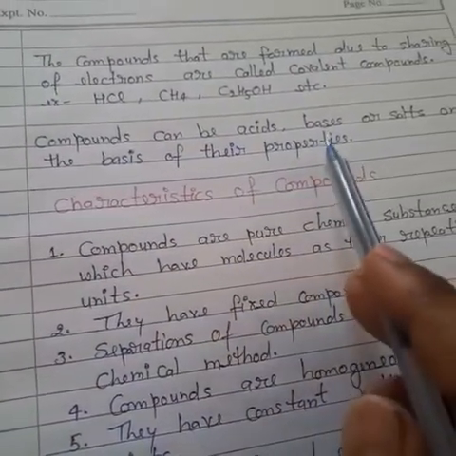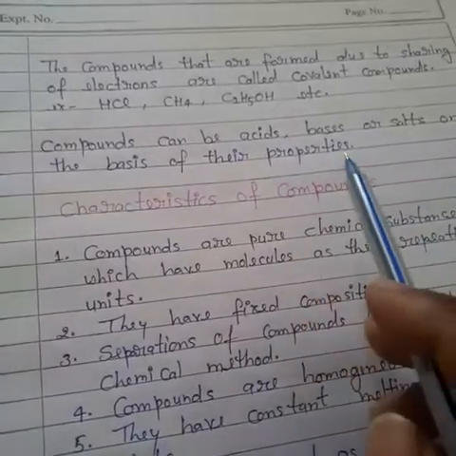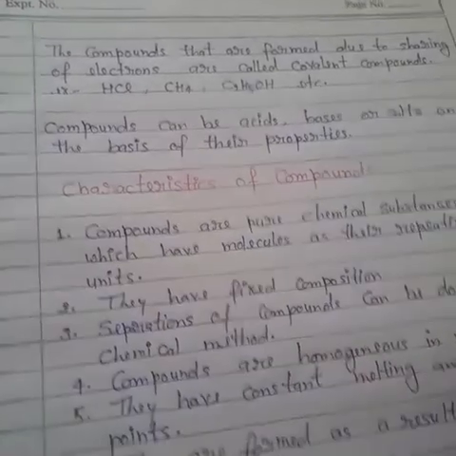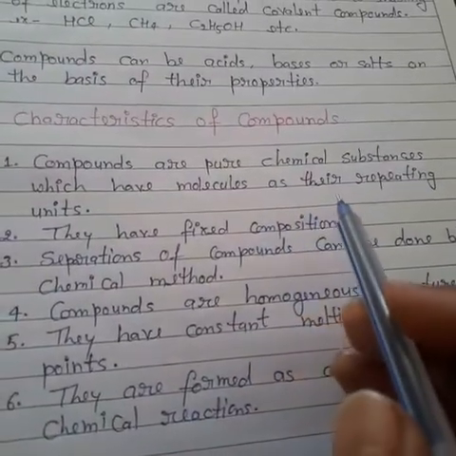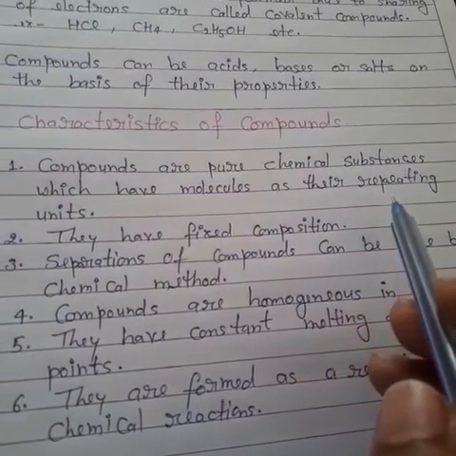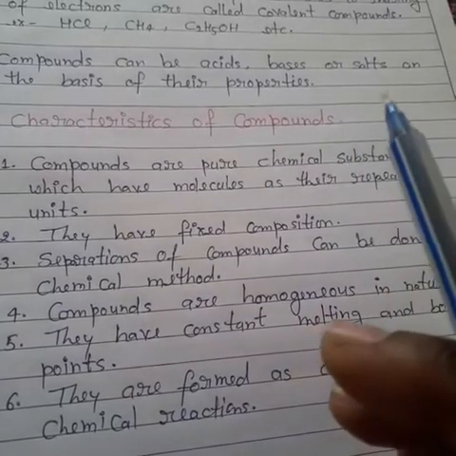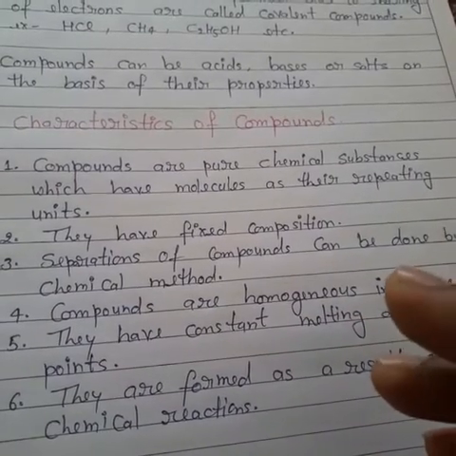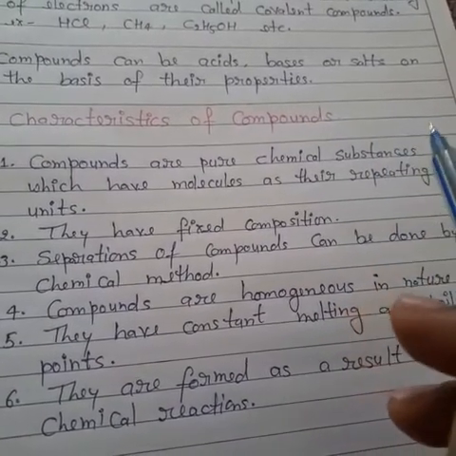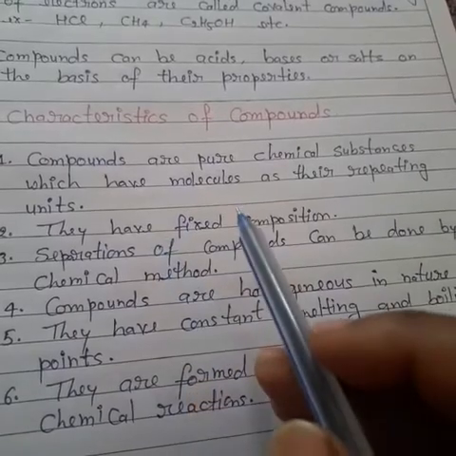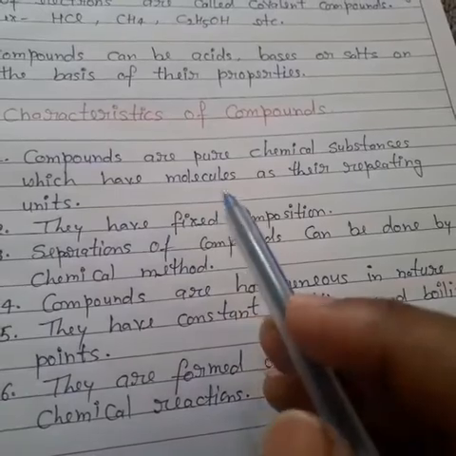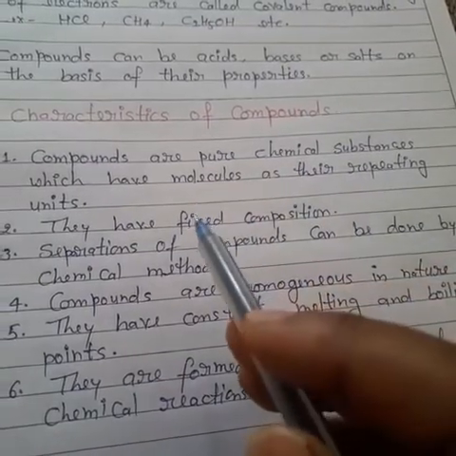Now compounds can be acids, bases or salts on the basis of their properties. So characteristics of compounds. First, compounds are pure chemical substances. Remember it. Compounds are pure chemical substances, not a mixture. Pure chemical substances which have molecules as their repeating unit.